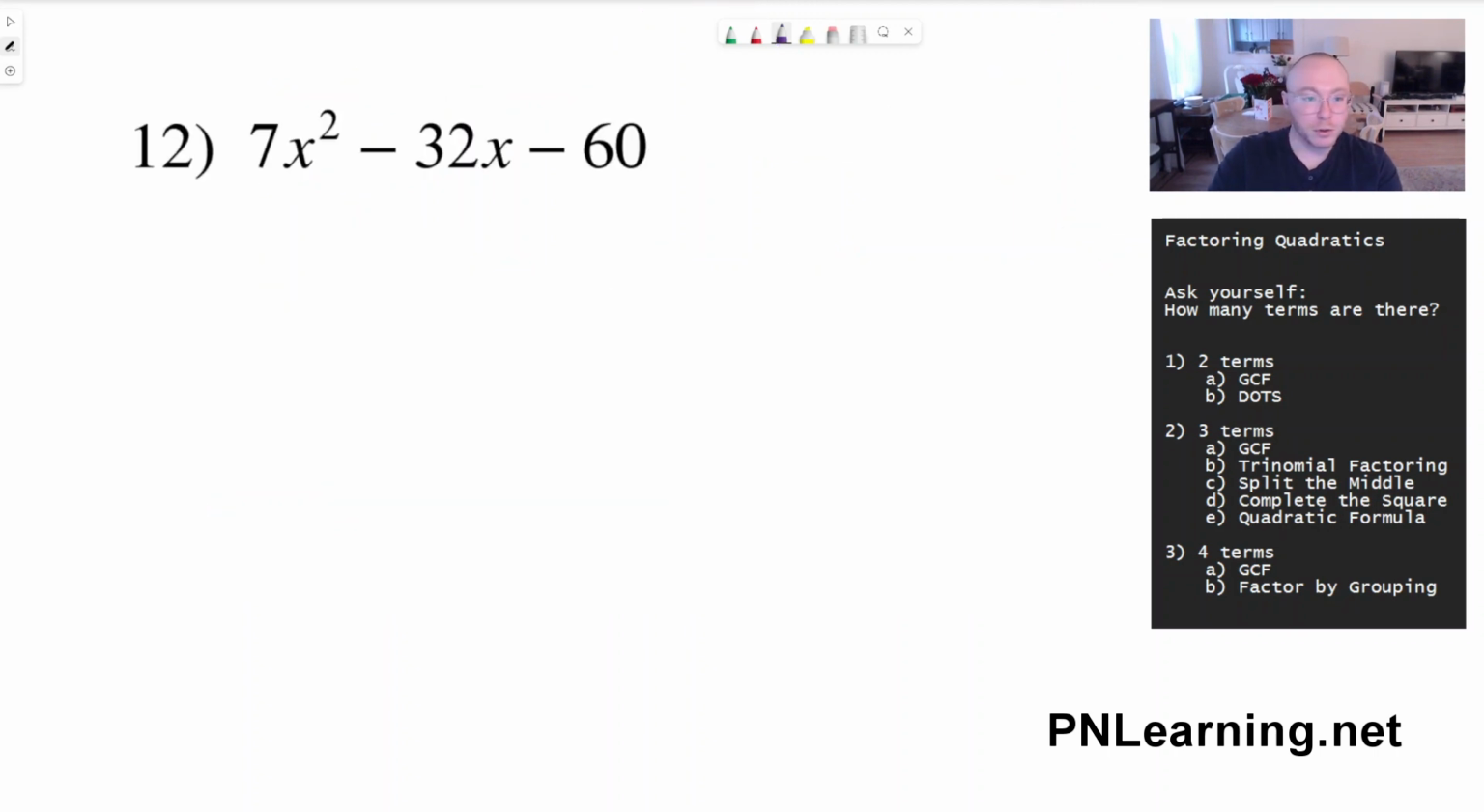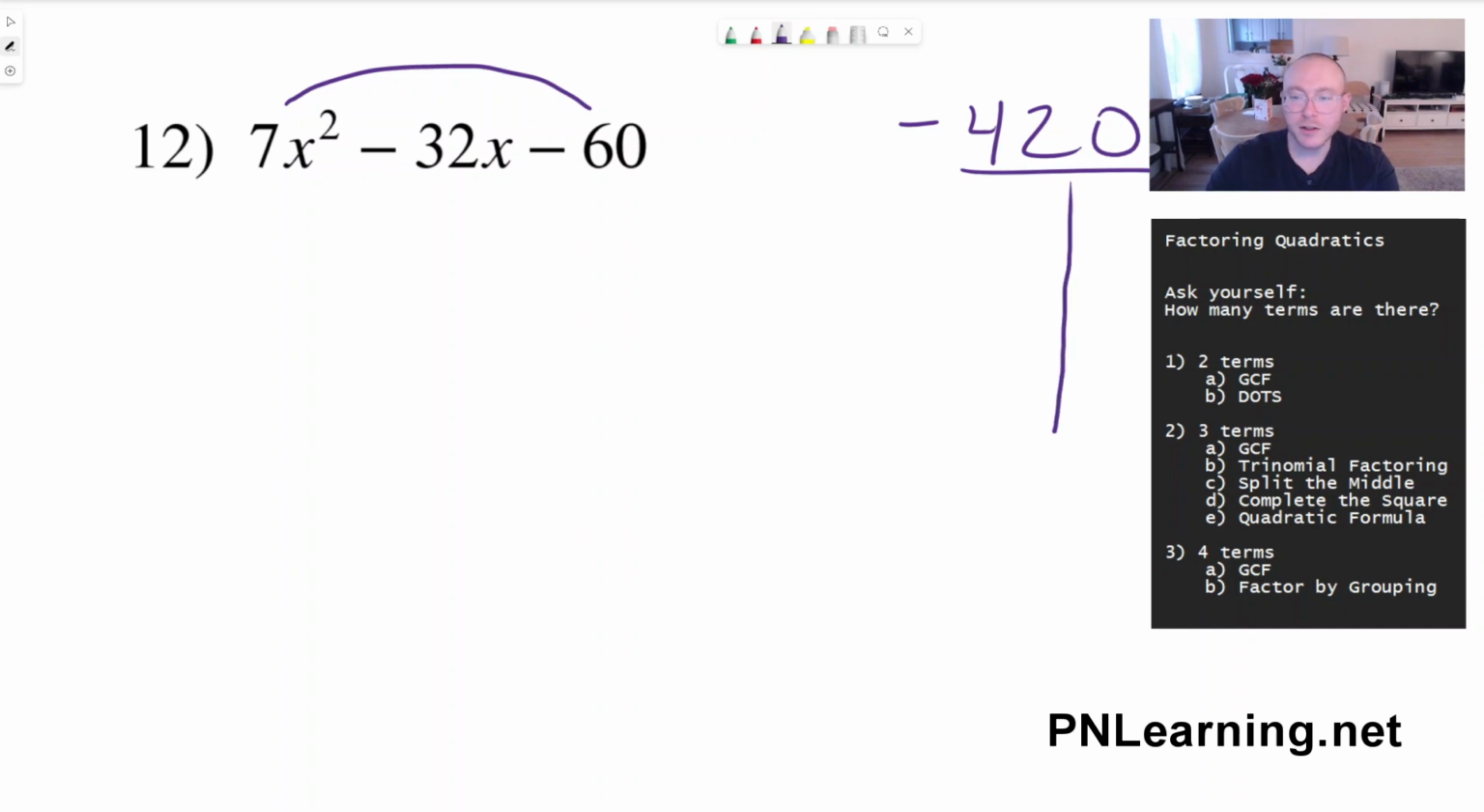Okay, here is number 12. It looks like we don't have a greatest common factor, and we're going to go ahead and try to split the middle. 7 times negative 60 is going to give us negative 420. That's going to have a lot of factors, so let's try to narrow this down and anticipate what factors we're looking for. We have a negative number, and we want to find factors that have a difference of 32.